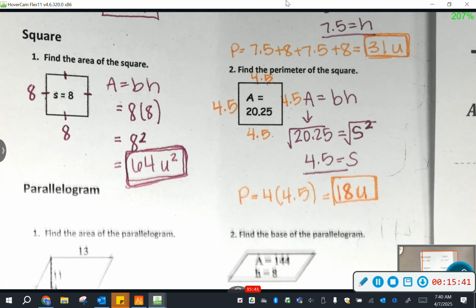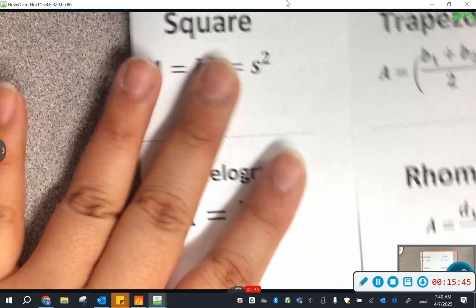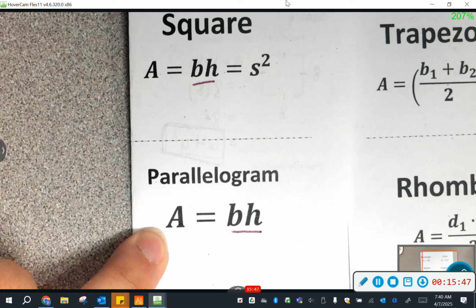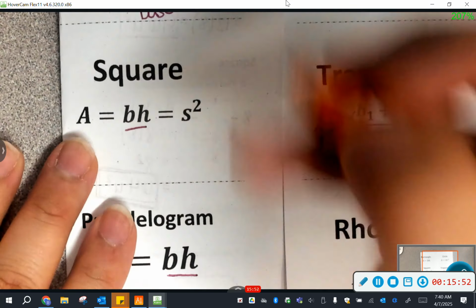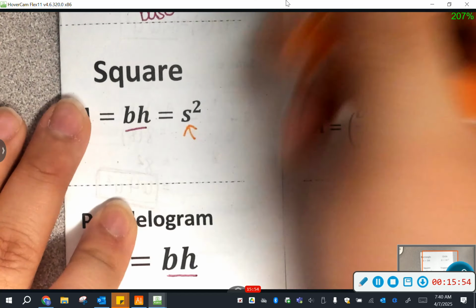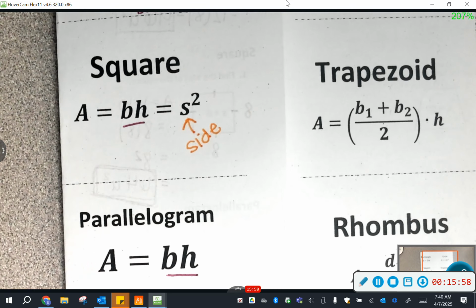All right, last quadrilateral that has base times height is a parallelogram. So again, all of these are BH. I do want you to put real quick for the square, we just talked about it. What does S stand for? The side. So you can do base times height, but they're the same, so you can also do the side squared.